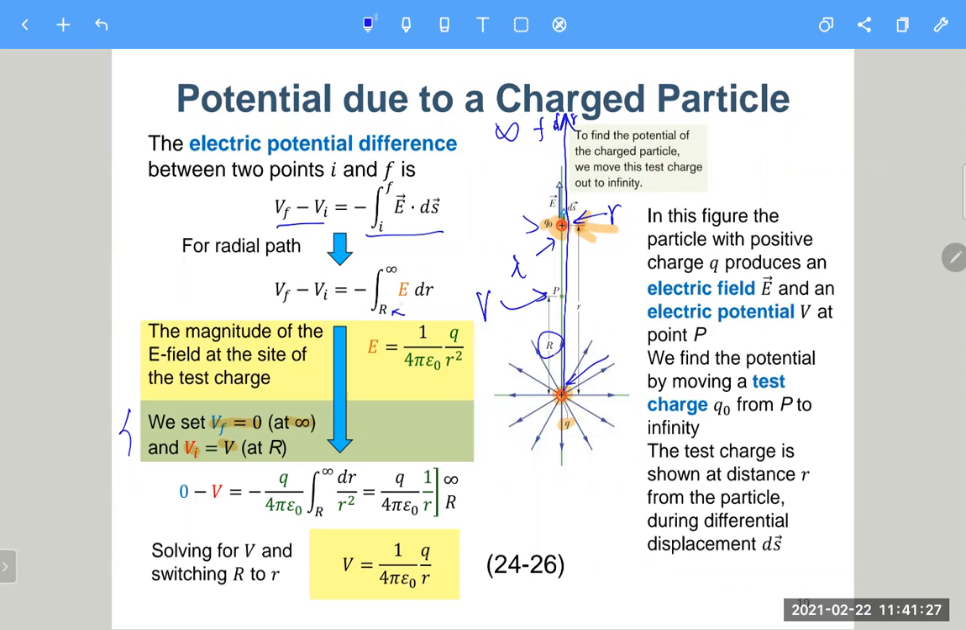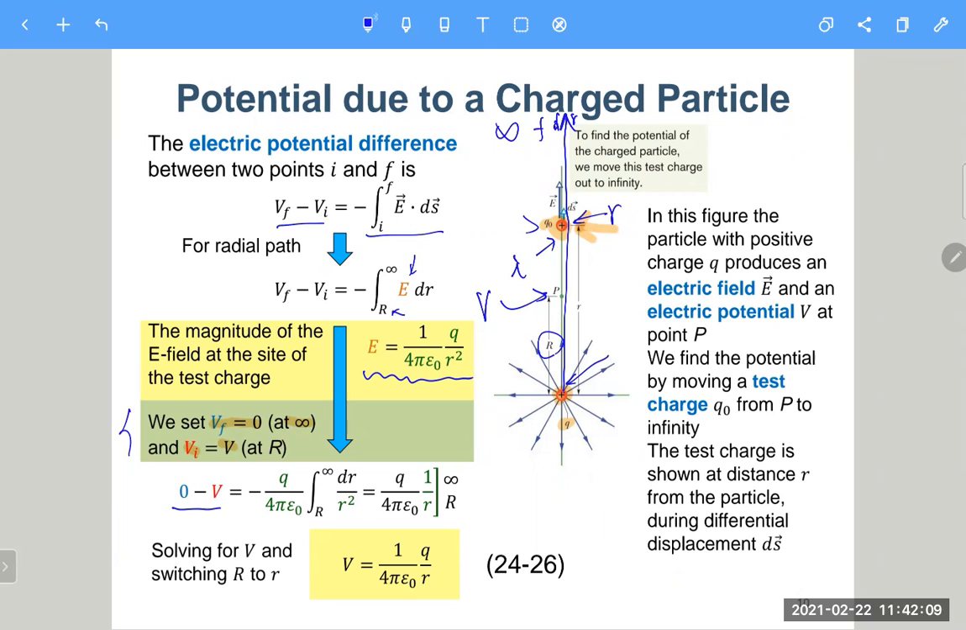So we integrate E dr from capital R to infinity, and then take the minus sign, which is VF minus VI. We have VF equals 0, VI equals V, so the left side will be 0 minus V. E is not a constant, so we cannot just write E times the distance. The distance is infinitely long, because infinity minus capital R is still infinity. So this is not the case.